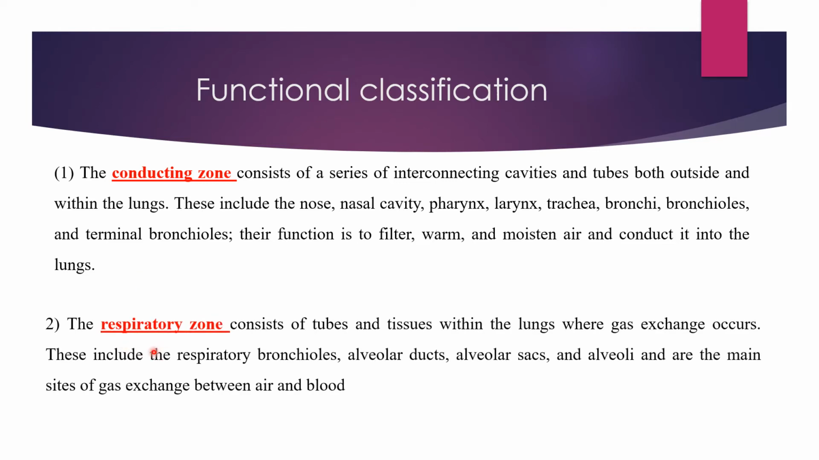Then the second one is the respiratory zone. So what do you mean by respiratory zone? The respiratory zone consists of tubes and tissue within the lungs where the gas exchange occurs. This includes the respiratory bronchioles, alveolar ducts, alveolar sacs and alveoli, the main site of gas exchange between the air and the blood. So the respiratory zone is nothing but the zone where the actual respiration occurs.